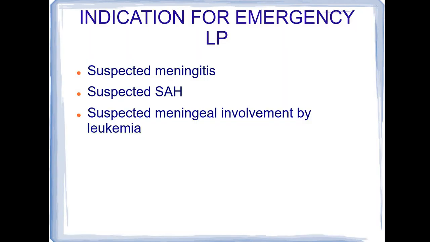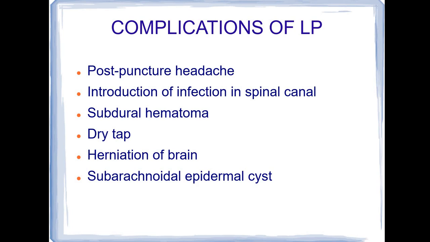So emergency LP is done in the case of suspected meningitis. Like when a casualty patient comes, immediately we do an LP to go in for diagnosis. Also in suspected subarachnoid hemorrhage, and in cases of leukemia with meningeal involvement. Now, the complications: if CSF fluid is leaked, it causes hypotension and a post-puncture headache, which is quite severe. Or if you have not adequately cleaned the area, or the procedure is not good, you can introduce some infection into the spinal canal, which is very dangerous.